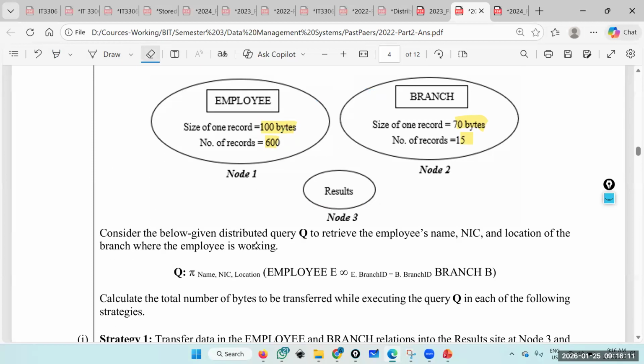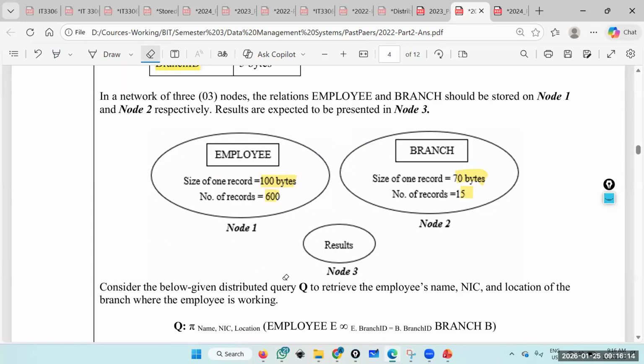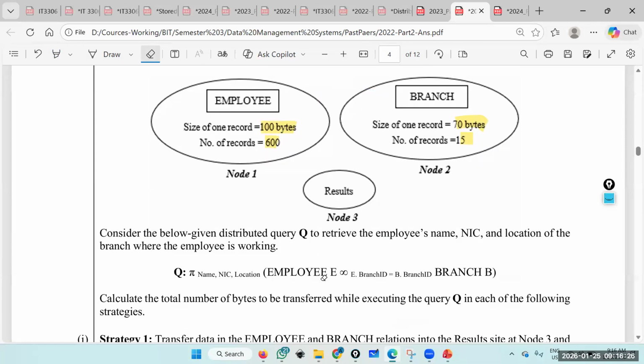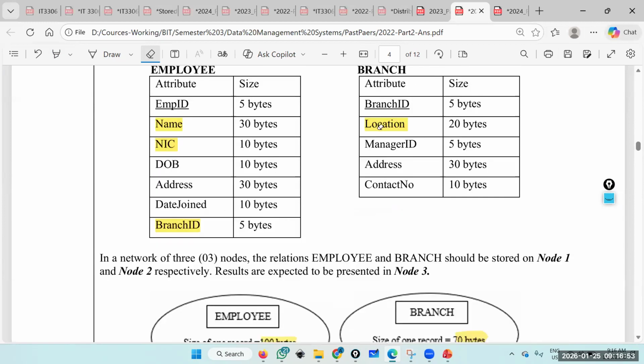So consider the below given distributed query to retrieve the employee's name, NIC, and location of the branch where the employee is working. So you need to join employee and branch based on branch ID, so that you get all the employees and their branch details. But our focus is employee, right? So if employee has 600 records, finally we'll have 600 records. But you are only interested in the employee name, employee NIC, and the location. Location must be coming from branch.